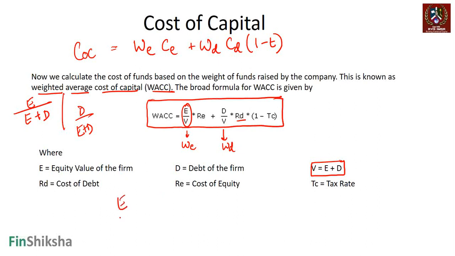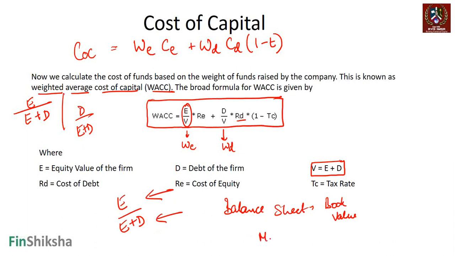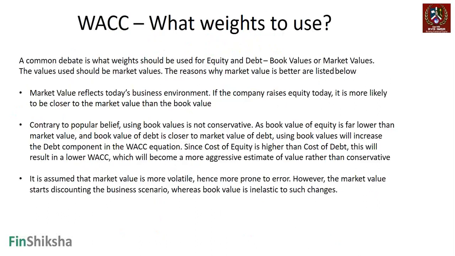Now that brings us to the next question. When we write E and E plus D, where do we get these values from? Is this from the balance sheet? Remember, balance sheet values are also called book values because they're coming from the book value of accounts. Or should we get the market values? Because the market value of equity is available. The stock is trading in the market, so you can use what is called the market capitalization, correct? So what weights do we use? This is a common debate, whether we should use book values or market values. The values used should be market values for multiple reasons.